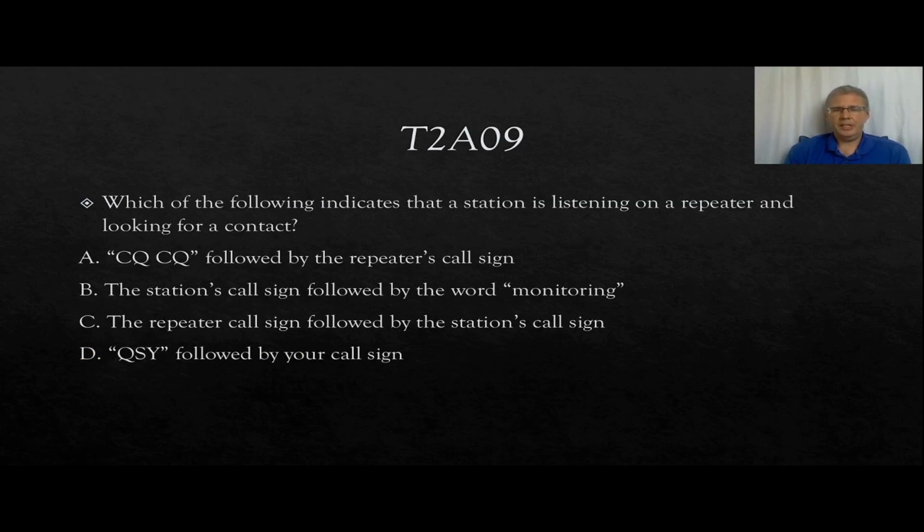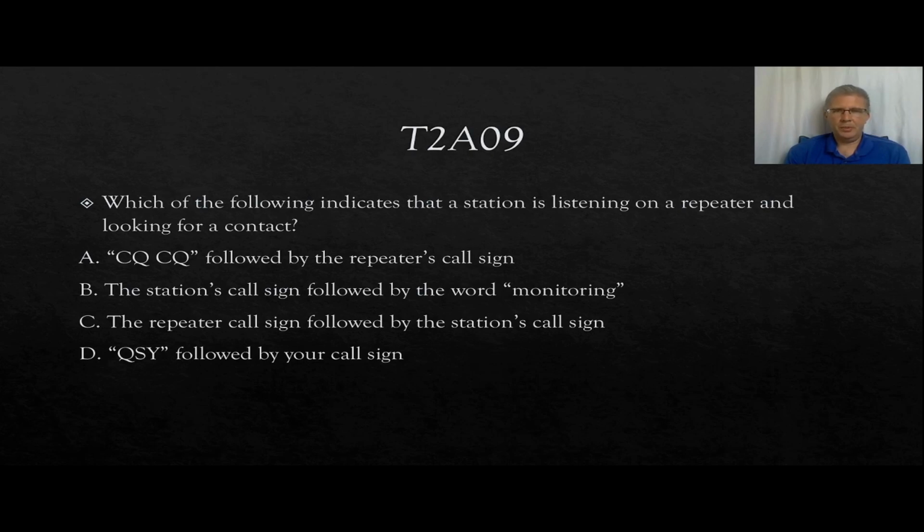Which of the following indicates that a station is listening on a repeater and looking for a contact? A, CQ, CQ followed by the repeater's call sign. B, the station's call sign followed by the word monitoring. C, the repeater call sign followed by the station's call sign. Or D, QSY followed by your call sign.